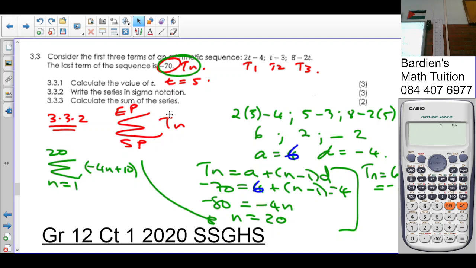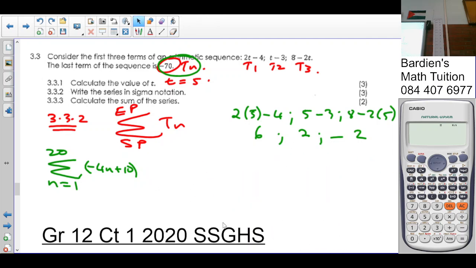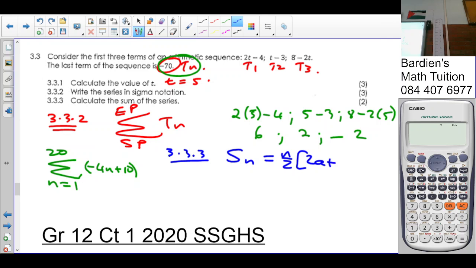In 3.3.3, the question says, calculate the sum of the series. Let's calculate the sum of the series. Okay, so that is the first three terms of the series. So 3.3.3. So the sum of the series is equal to n over 2 into 2a plus n minus 1 d.